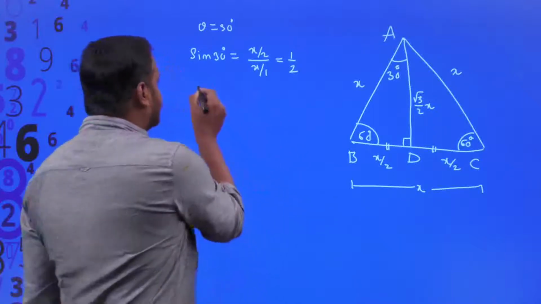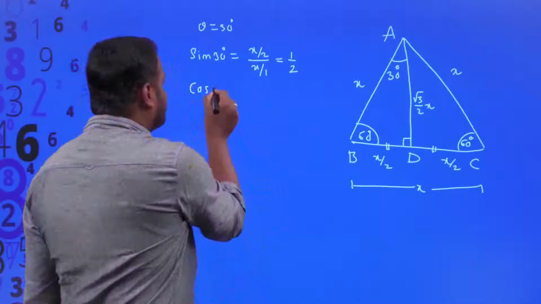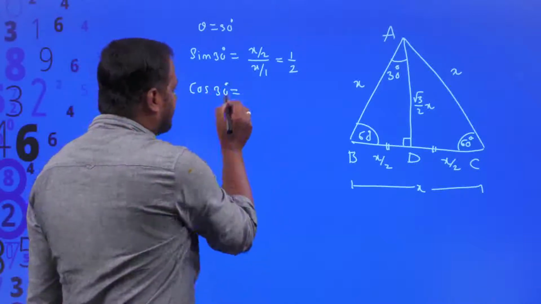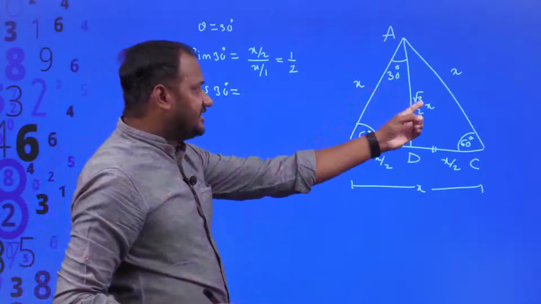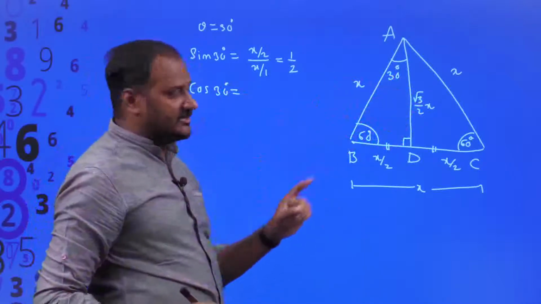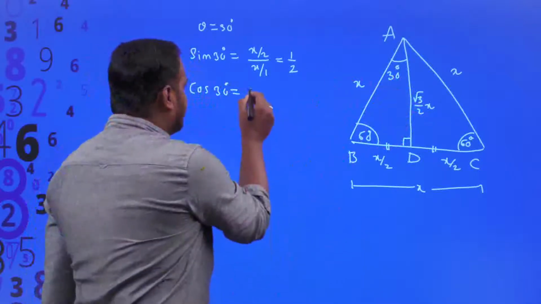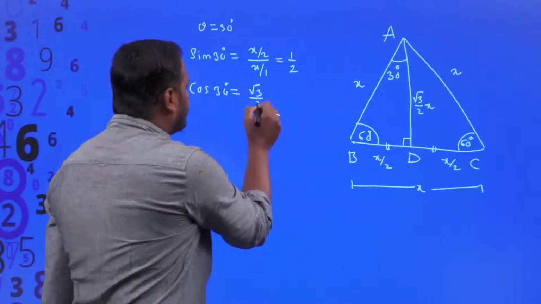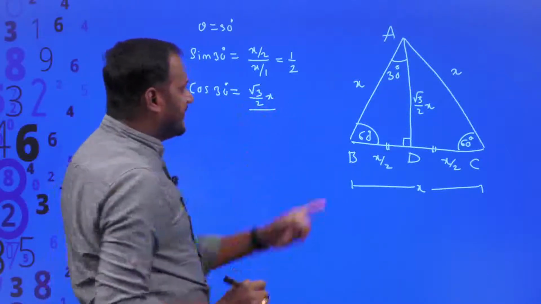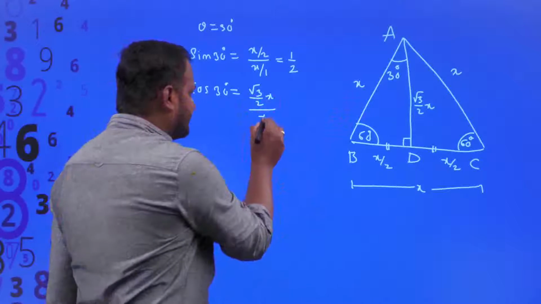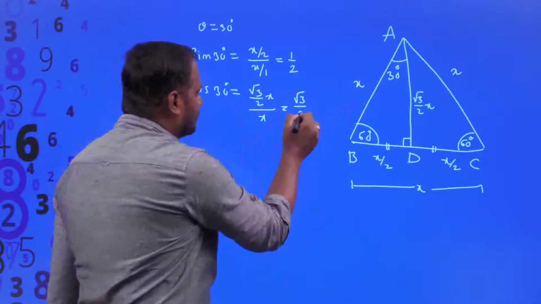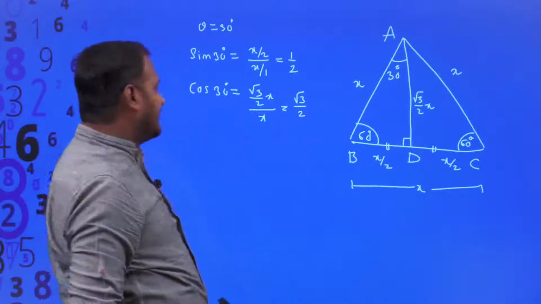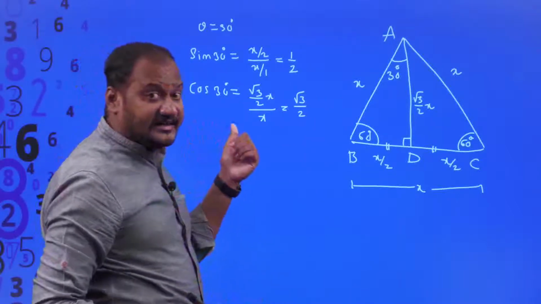Now, coming to next trigonometric ratio, that is cos. So, cos 30 degrees is equal to, according to the definition of cos theta, side adjacent to theta by hypotenuse. So, side adjacent to theta is root 3 by 2 times x divided by hypotenuse, which is x. Again, x and x get cancelled, we are left with root 3 by 2. So, that is the value of cos 30 degrees.